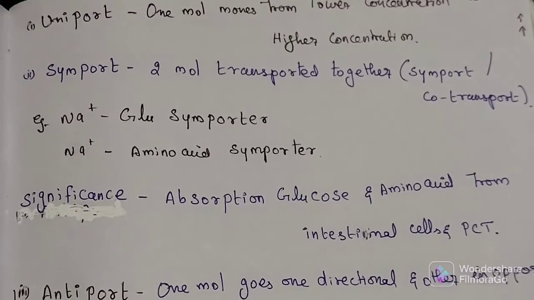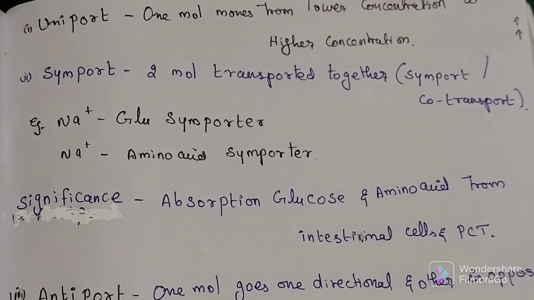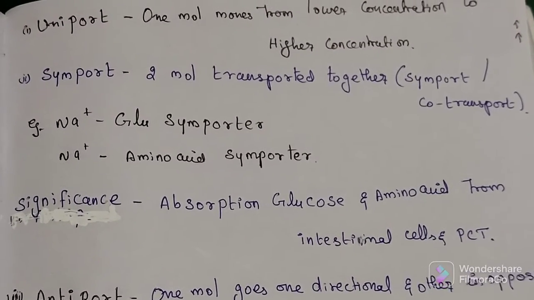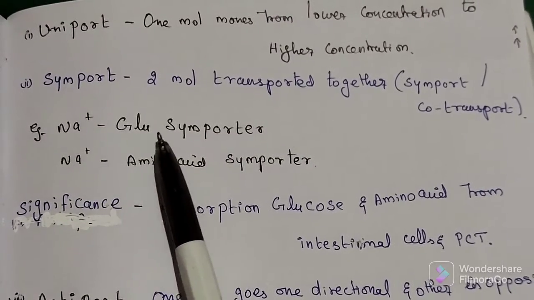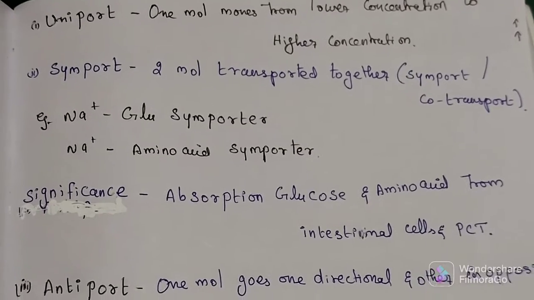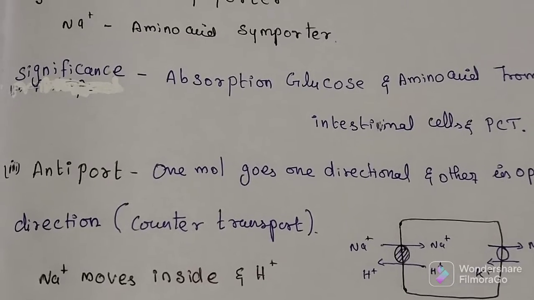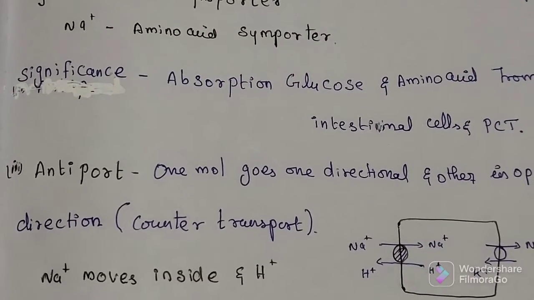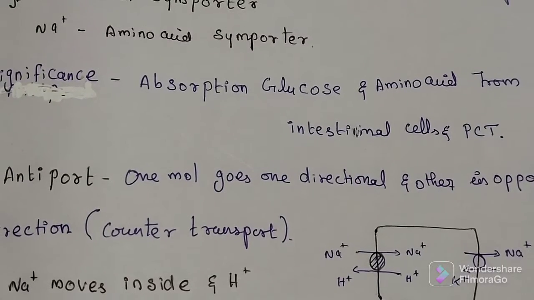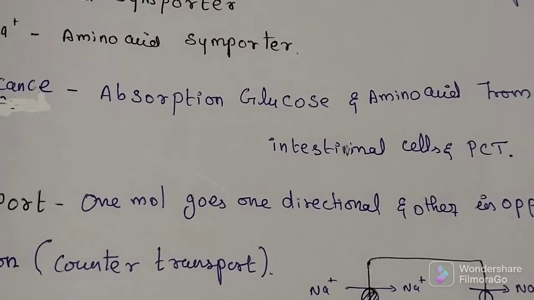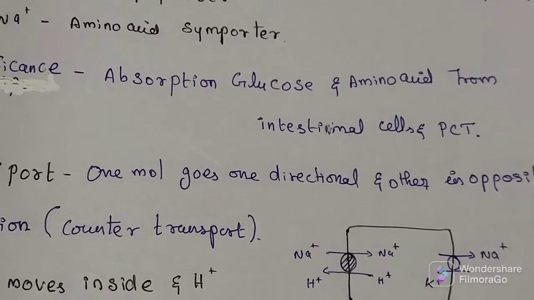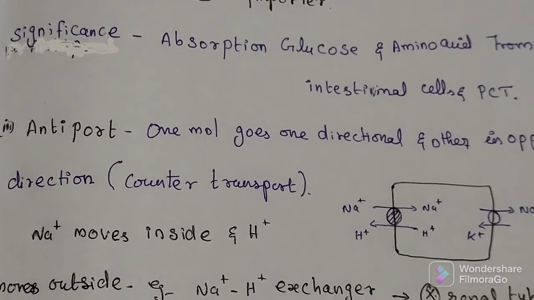Examples of symport: sodium glucose symporter and sodium amino acid symporter. What is the significance of symport? It is important in absorption of glucose from the intestine, and also in absorption of amino acids from intestinal cells and the proximal convoluted tubules, PCT.